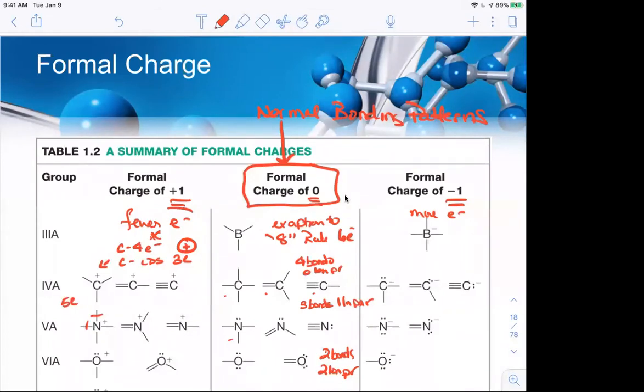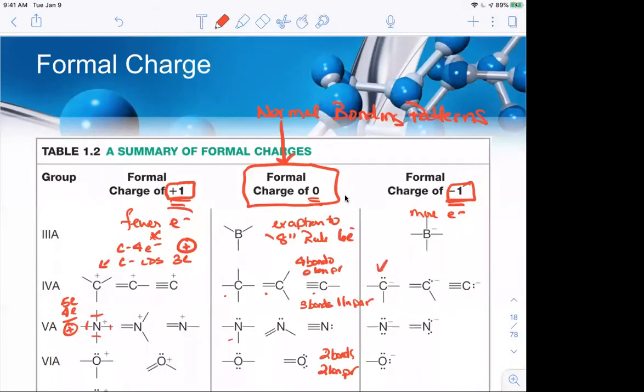If I look at half the bonding, it has 4 electrons, so that's a positive charge. So I can assess the charge on each one of these atoms, and that's how I get this +1 or this -1. I could have +2 and -2 as well.